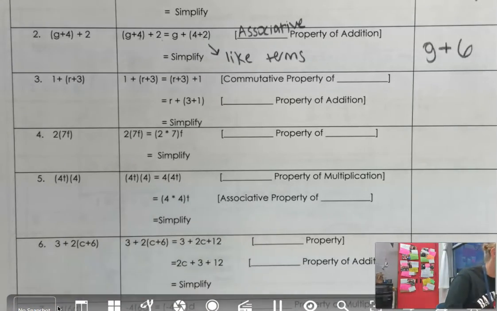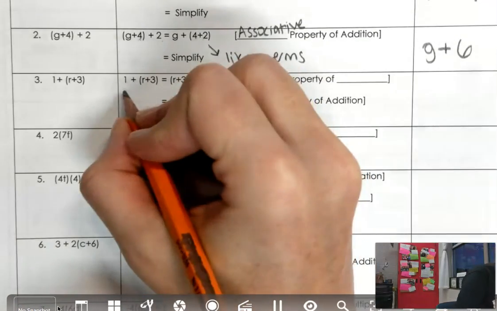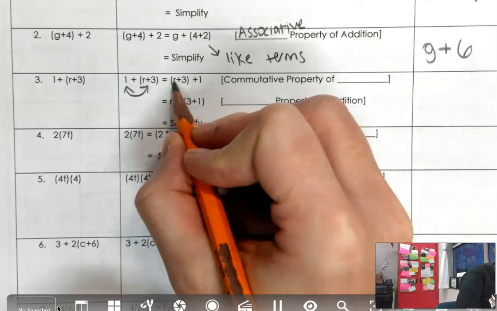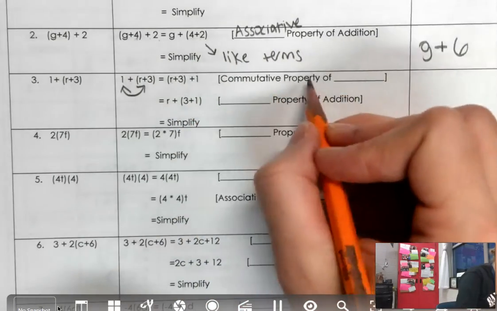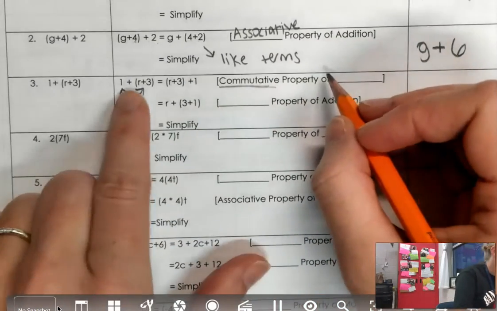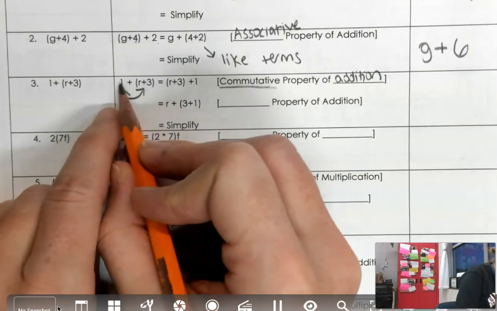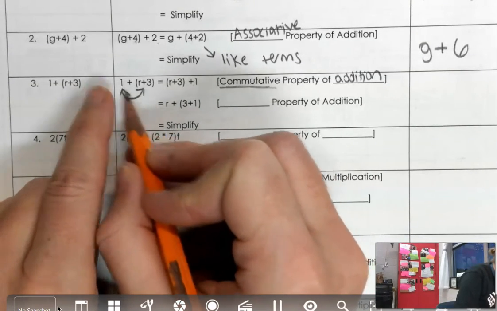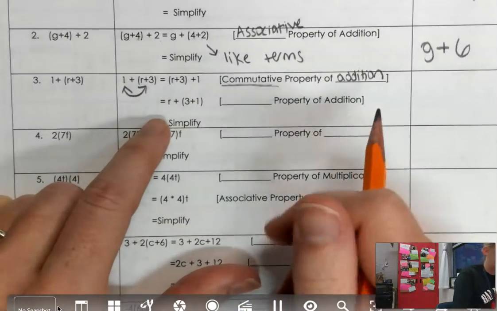All right, let's look at this one. 1 plus r plus 3. And all we did was we switched the order around, and we put r plus 3 plus 1. So when we switch the order around like that, that's called commutative property, because commute means to move, right, move around. Commutative property of addition, since we're dealing with addition. Why did we have to move it around? Basically, we're moving things around to get the like terms next to each other. You see the 1 was right next to the r. We're switching these around to put the 3 and the 1 near each other because we know they're like terms and we're going to combine them.